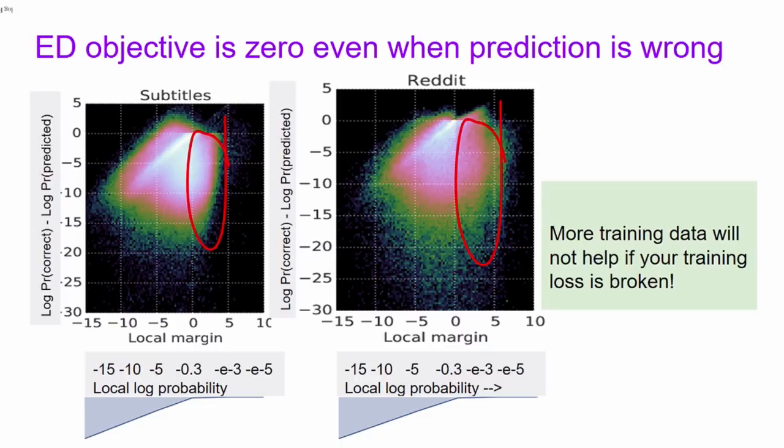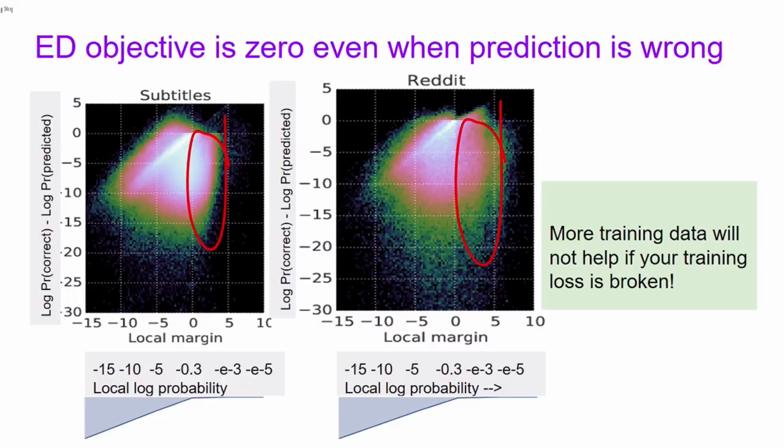On the x-axis, what you see is local margin. You can think of it as the training loss, which is what is minimized by the encoder-decoder model. On the y-axis is what you desire, the margin. The margin is the log of the probability of the correct output minus the log of the probability of the predicted output. And if you have 100% accuracy, then this should be 0. They should be equal.